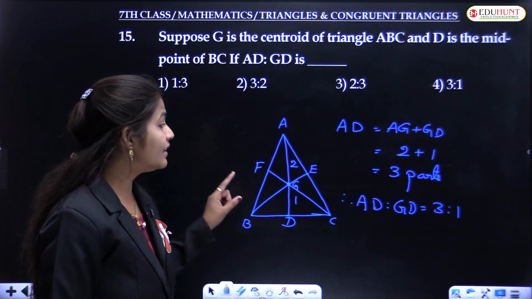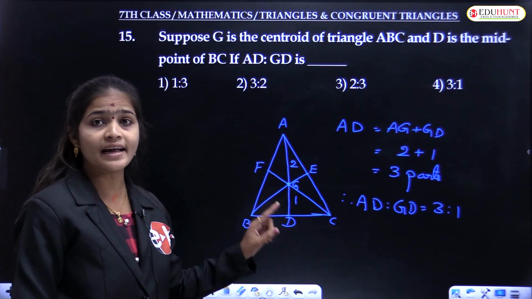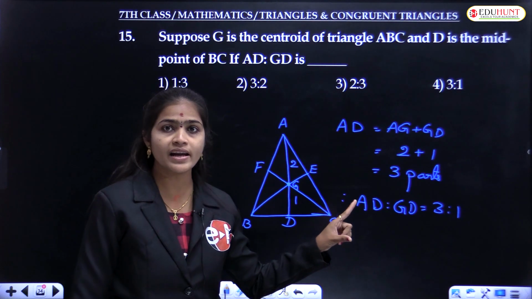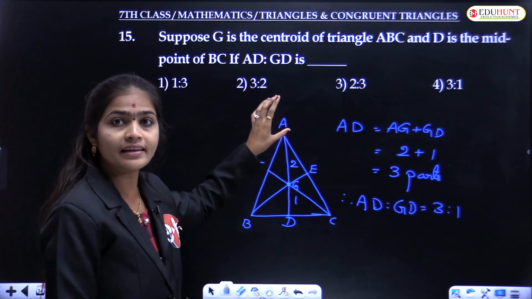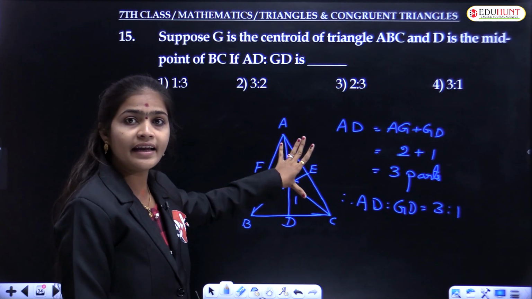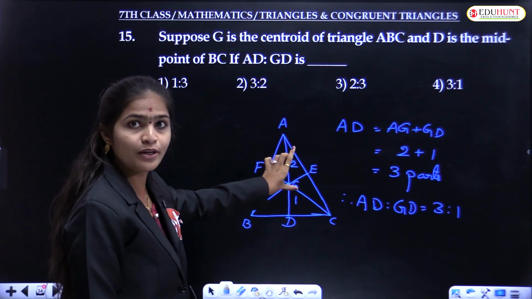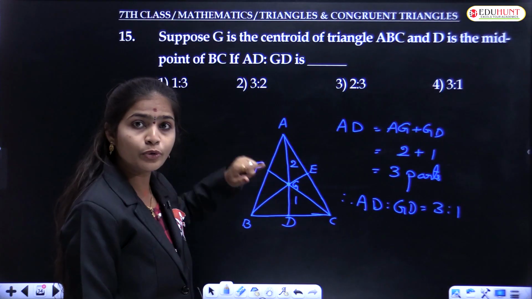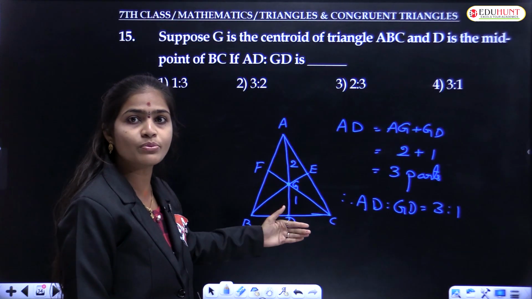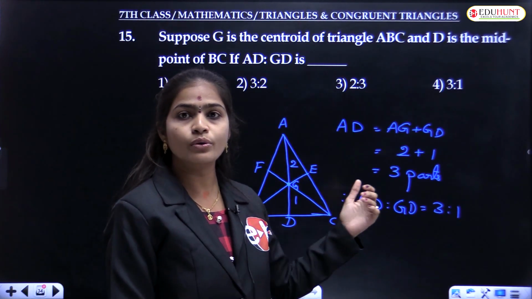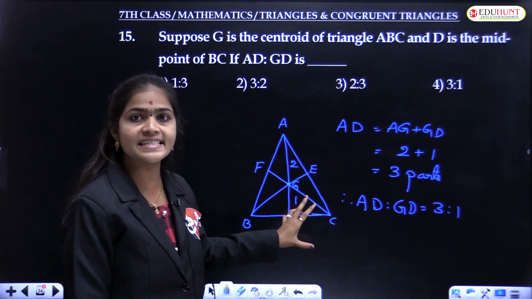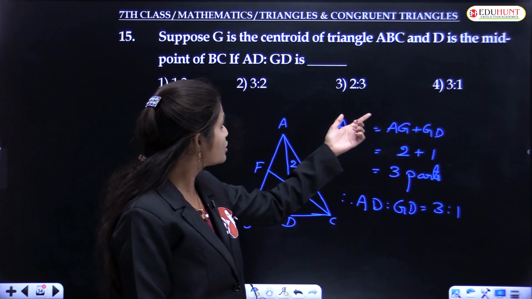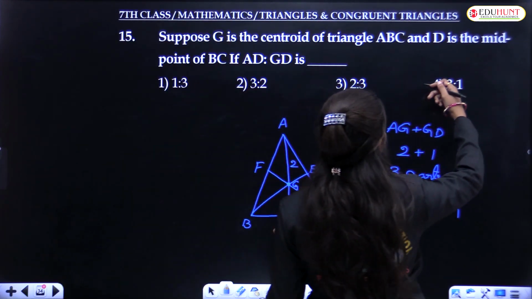Children, read the question carefully, don't blindly go for the answers. G divides AD in the ratio 2:1, but in the question they are asking AD is to GD. AD means completely: A to G 2 parts and G to D 1 part. A to D means 2 parts plus 1 part is equal to 3 parts. So AD is 3 parts and GD is 1 part. So what is the ratio? That is 3:1. So our answer is the 4th one.